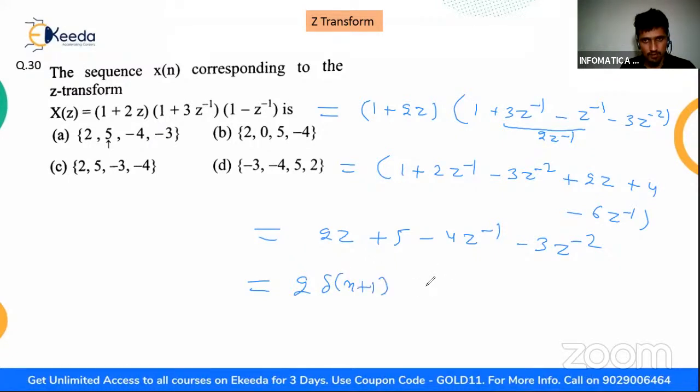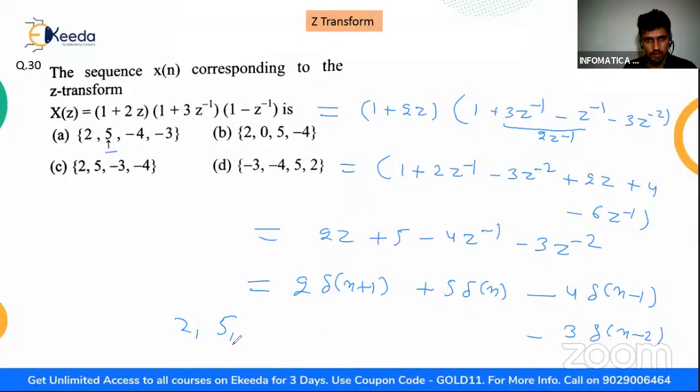This is 5 del n using inverse z transform, and this is 4 del n minus 1, and this is minus 3 del n minus 2. So the sequence, this arrow basically denotes n equals 0. So the sequence is 2, 5, minus 4, and minus 3, and this is n equals 0. This is our correct answer.